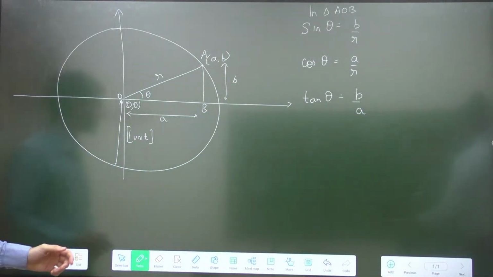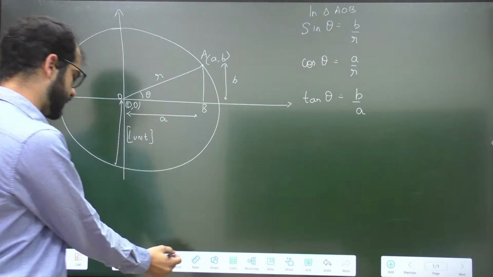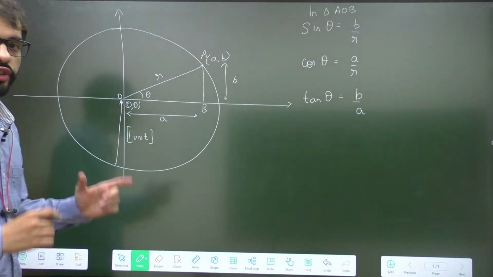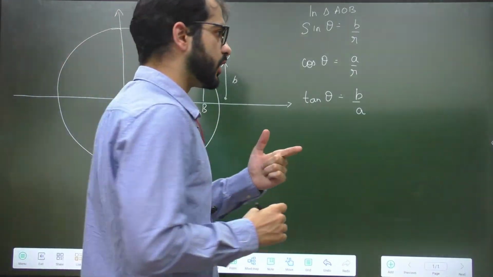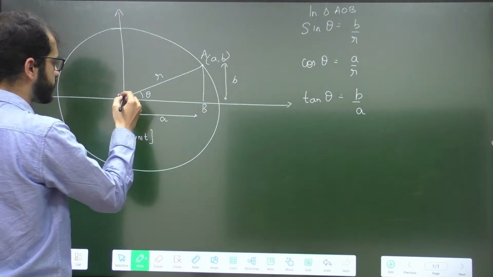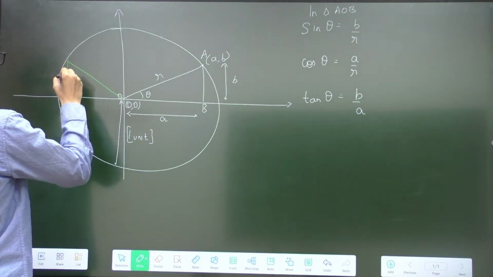Now we are going to talk about the second quadrant. Let's discuss the second quadrant. In the second quadrant, I am going to draw a congruent triangle. If I am drawing a triangle congruent to triangle AOB, the congruent triangle would look something like this.